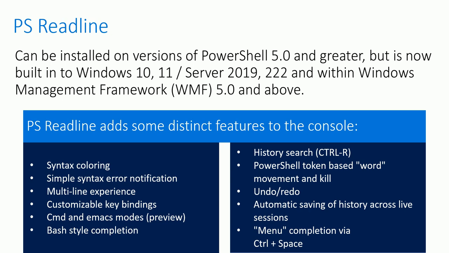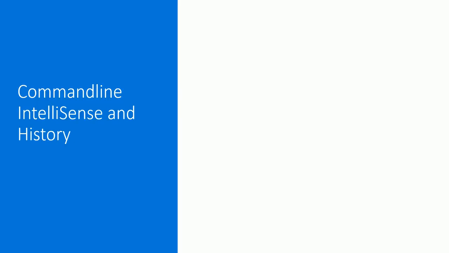You can do PowerShell token based word movement and kill, undo and redo. You also get automatic saving of the history across a live session, and menu completion by Control plus Space. Let's understand the command line IntelliSense and the history.